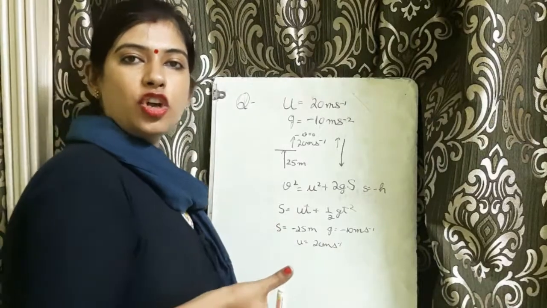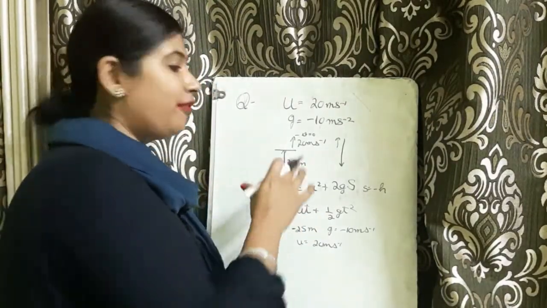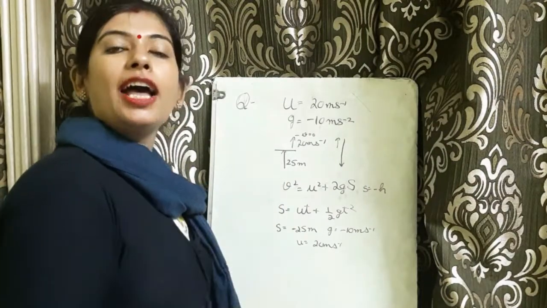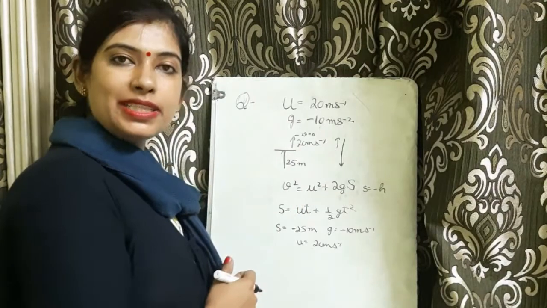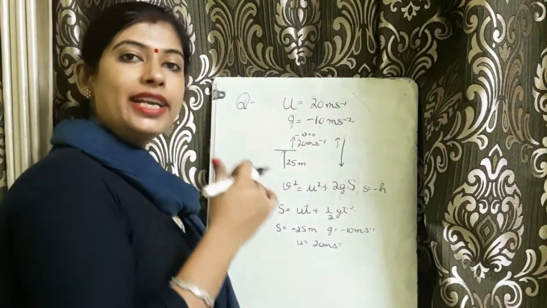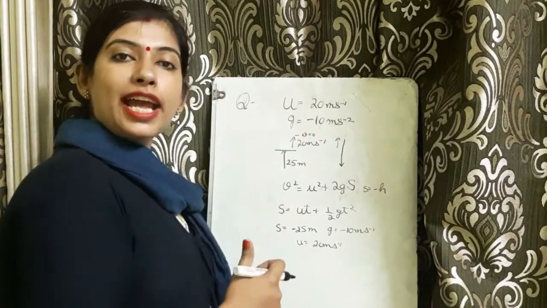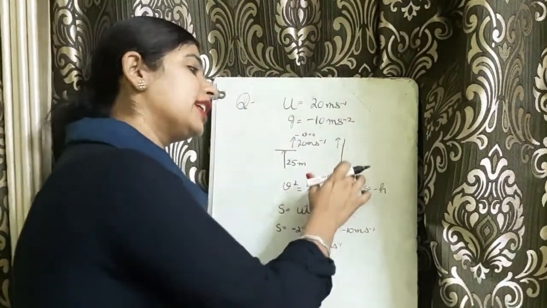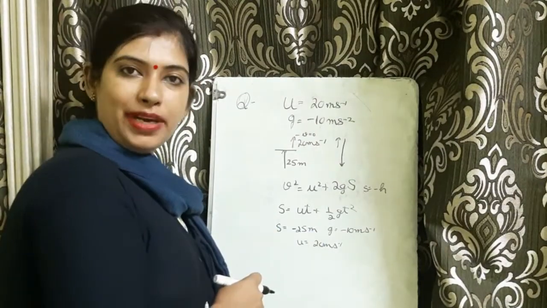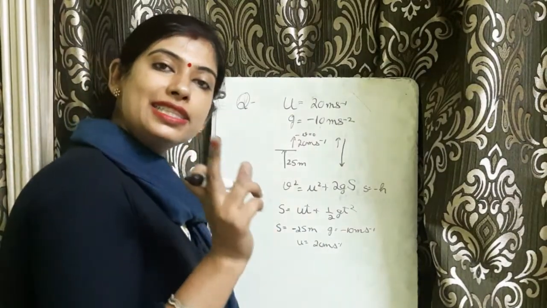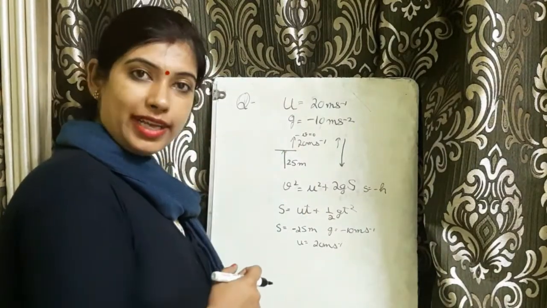There is a multi-storied building at a height of 25 meter from the ground. From this multi-storied building, a stone is thrown upward with a velocity of 20 meter per second. We have to calculate the height till which the stone rises and the total time till the stone returns to the ground. Here, g is given as 10 meter per second square.